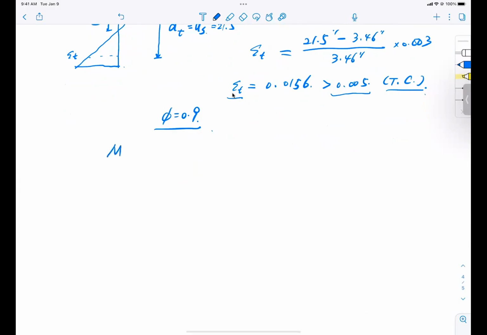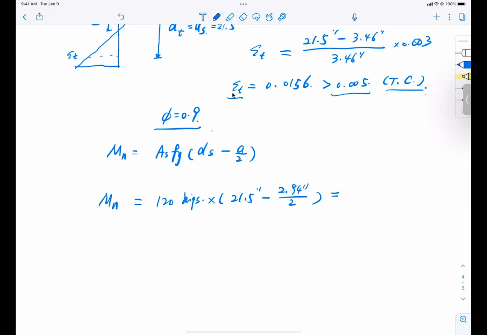So Mn, moment capacity, equal to As Fy multiplied by ds or dt. ds or dt? ds, right? ds. Lucky for me, it's the same thing for this case, but be careful. It is ds right here. As is 2 square inches, 60 ksi, 120 kips of tension force, multiplied by ds 21.5 inch minus a. What is my a? a is 2.94 divided by 2. And I have here Mn equal to 200.3 kip-foot.